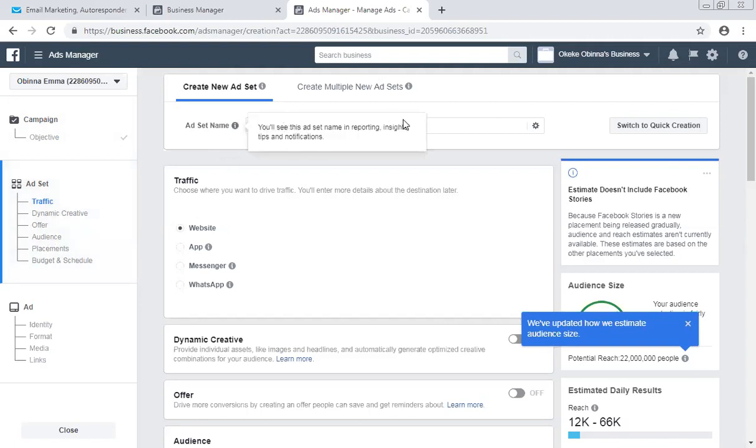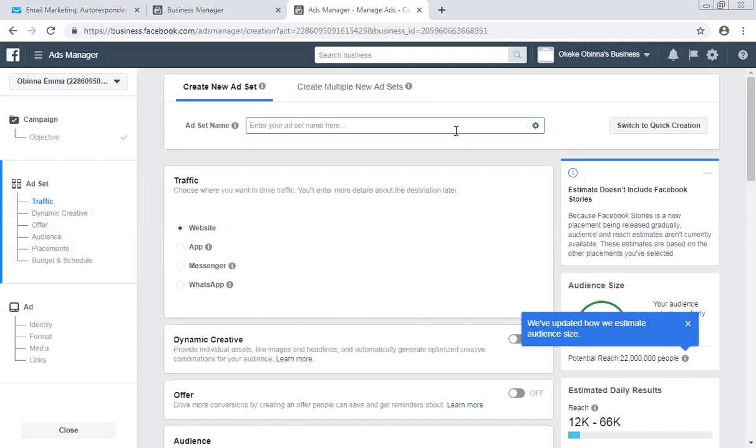So again, just as we did with our campaign name, we give our ad set name. Why this is so, remember, I would always say that marketing is an experiment. The same thing with Facebook advert. When you are running a Facebook advert, we are testing. There is no guarantee that the advert you are running will convert. Of course, you stand a better chance when you do things properly.